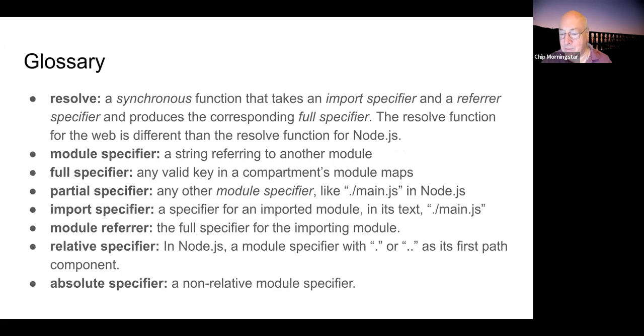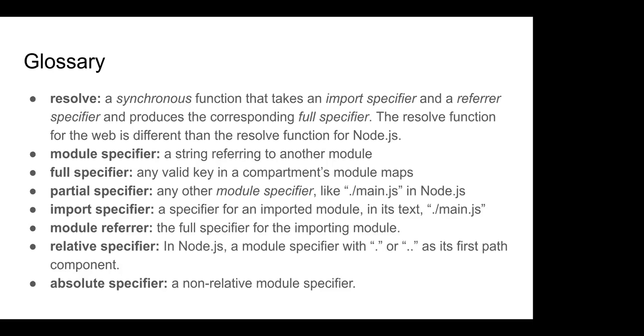Don't people do that on the web as well? They do, but on the web, relative and absolute have different meanings. On the web, a relative URL does not have to start with dot. Oh, that's actually quite complicated. In resolve, a module specifier, they actually blacklist other stuff. Yes, in order to leave open the possibility of a reconciliation with Node.